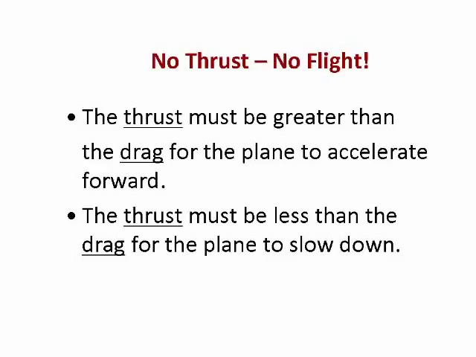No thrust, no flight. Thrust is the force that makes the plane move forward, working against the drag. The thrust must be greater than the drag for the plane to accelerate forward. If the thrust and the drag are in equilibrium, the plane will move forward with a steady speed. Then this is reversed. The thrust must be less than the drag for the plane to slow down, such as when the pilot prepares for landing.